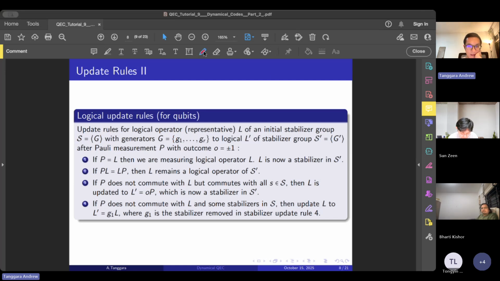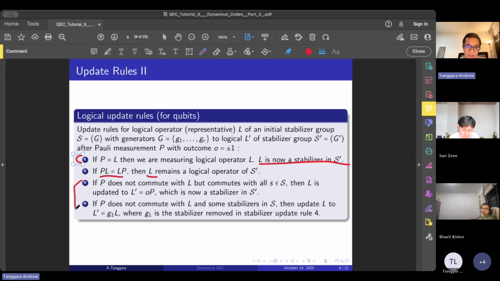And the logical update rule: if your measurement is equal to some logical operator, then you're doing a logical measurement. Now your logical operator becomes a stabilizer, and that's generally not good unless you actually want to do a logical measurement in some computation. This case is what we've seen in that 4-qubit surface code example, where your logical operator stays the same.